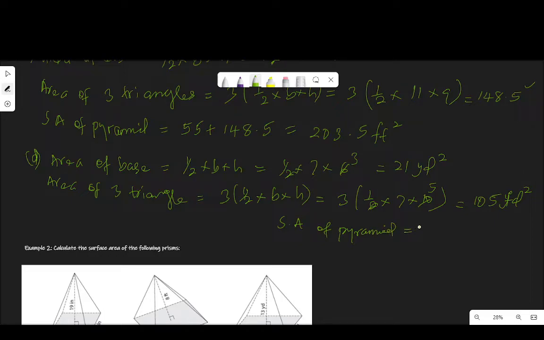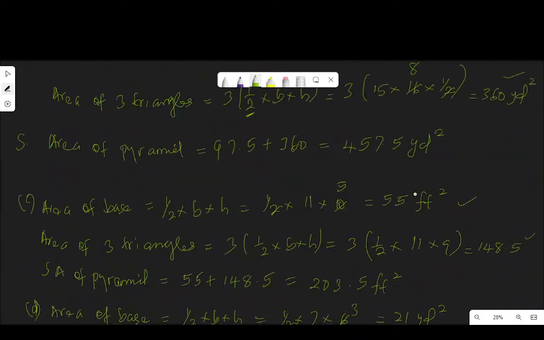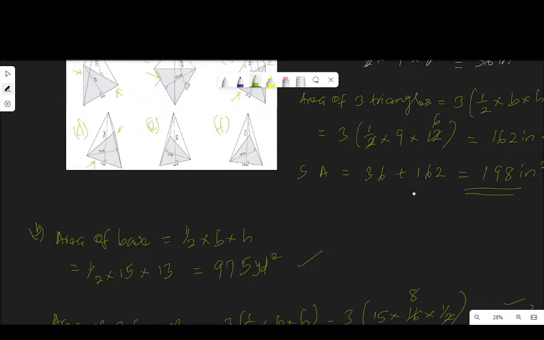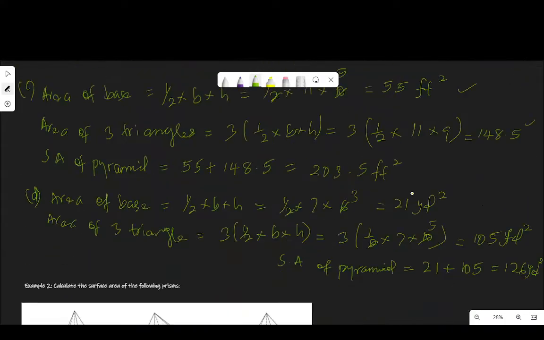will be 21 plus 105. That will be 126 yard square. Okay, that is our answer for question D. Let's move on to E and then F.